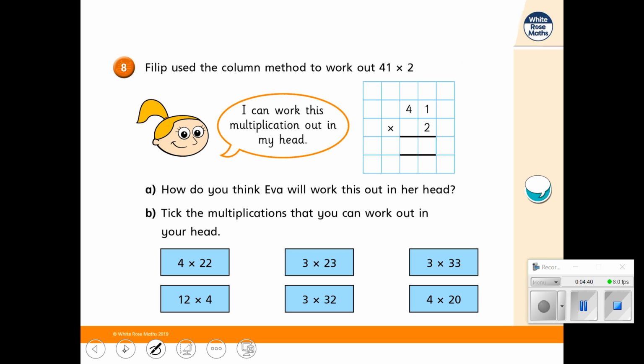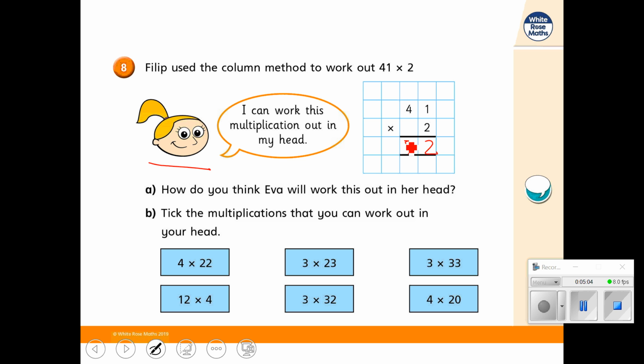Now, here's another one that I find is a little bit tricky. It says Philip used the column method to work out 41 times 2. But this person here is saying that they can work it out in their head. Well, let's do it using the column method first. So 41 times 2. 1 times 2 is 2, and 4 times 2 is 8.